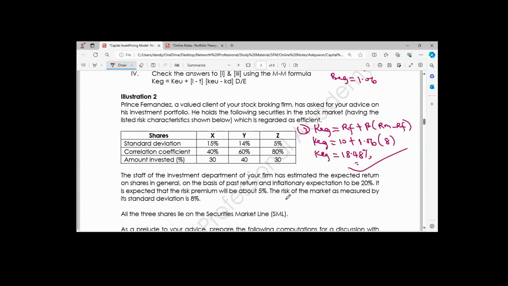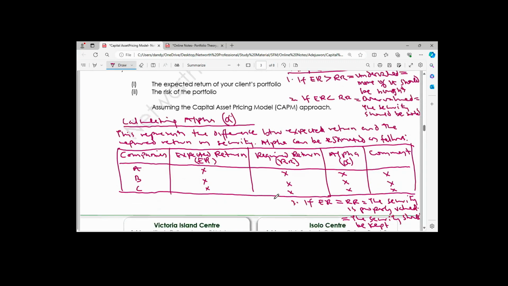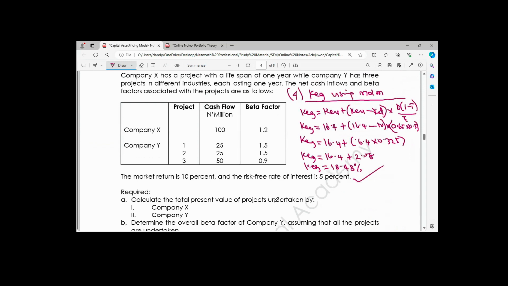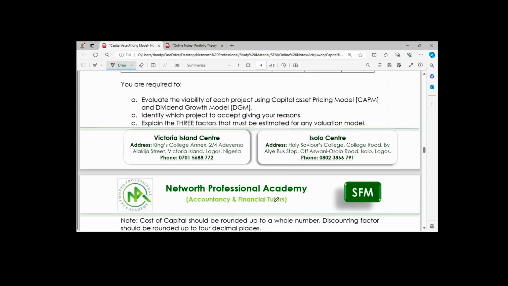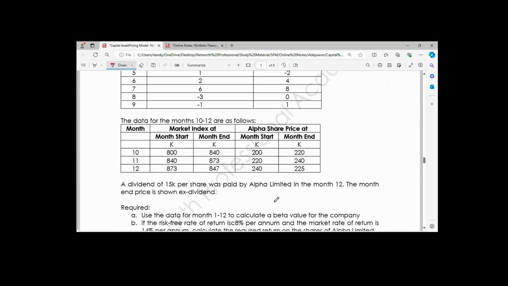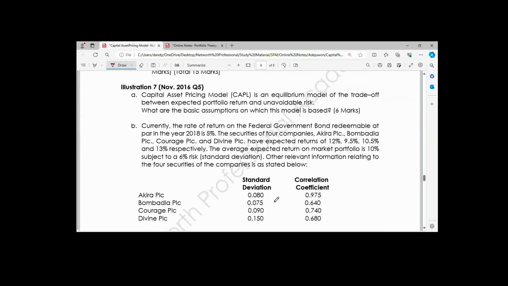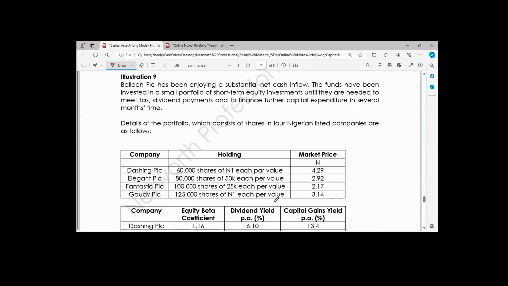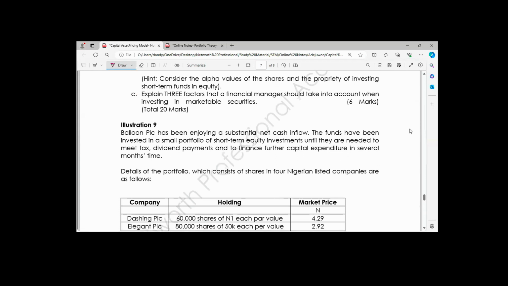Please, when you are forming your notes, you have to know it's scattered here and there. So let's calculate. Let's have another illustration. If I can have 2 more illustrations, that will be fine for me. Okay. Let me go to where you have alpha. Let's solve this illustration number 9.